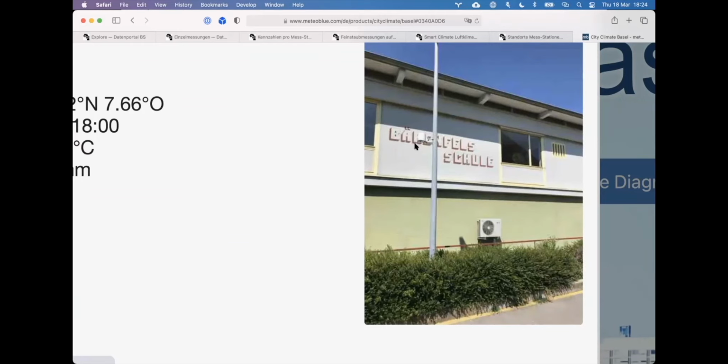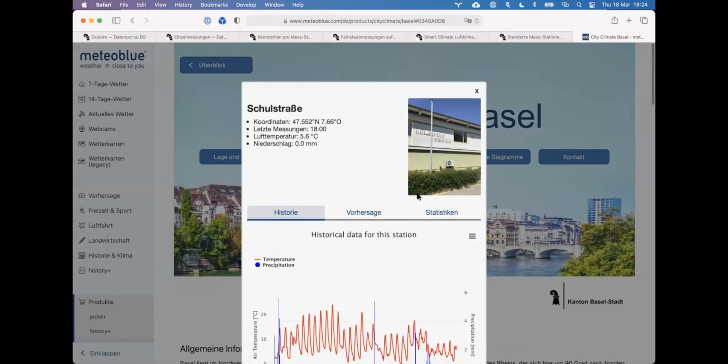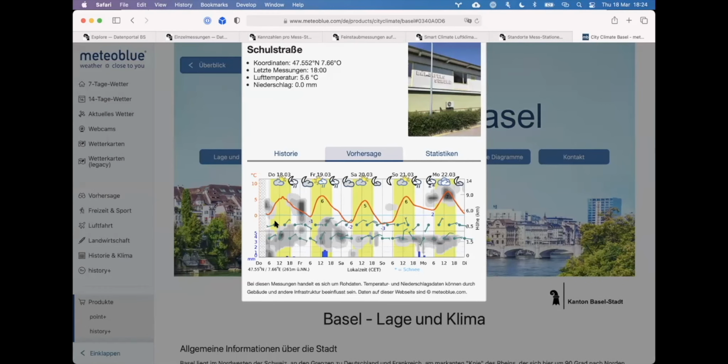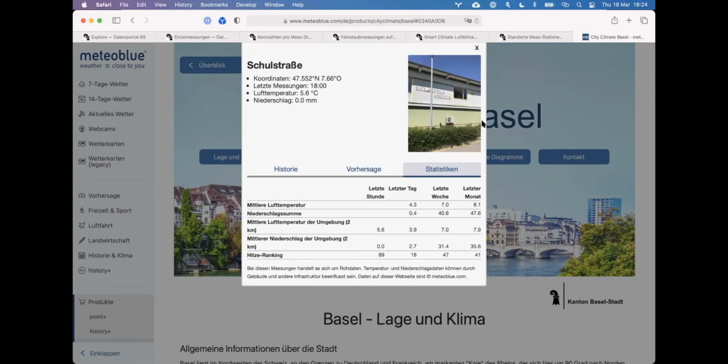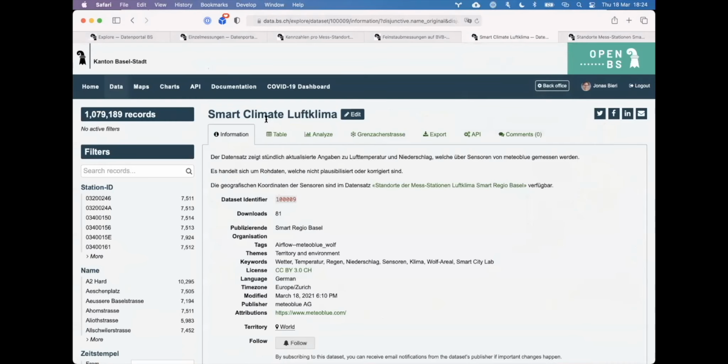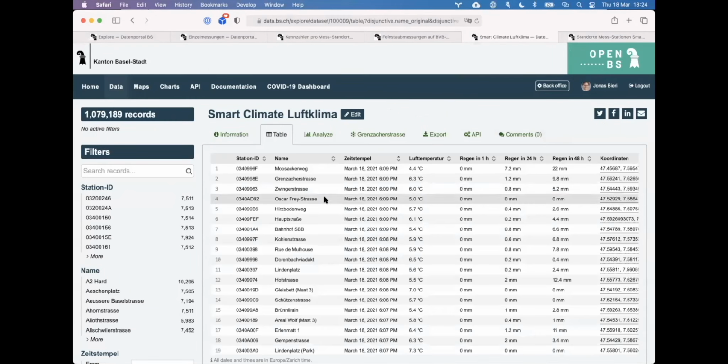So they check on the internet what the temperature is outside and what the rain was. Here we have the same historical data that we also have in our data portal. On MeteoBlue, they also calculate how the weather is going to be based on this hyperlocal data. So you can check how the weather is going to be at this station around your own house, and also some statistics. There's lots of things going on, and we have this huge data set with over 1 million records that are updated in near real time.